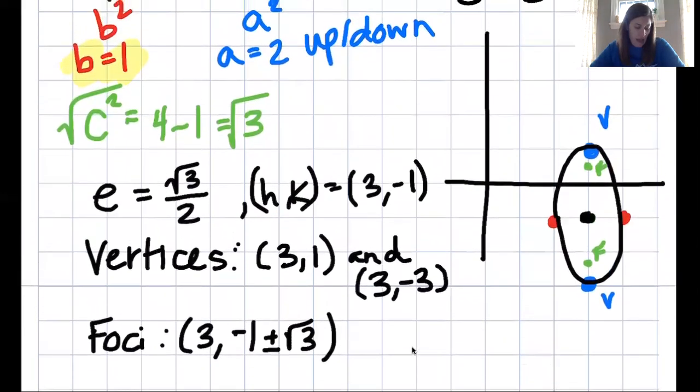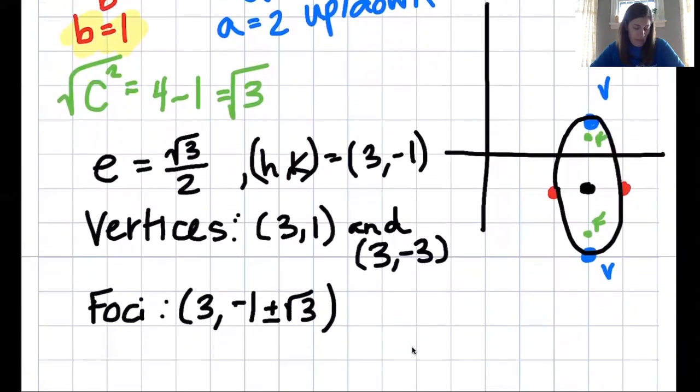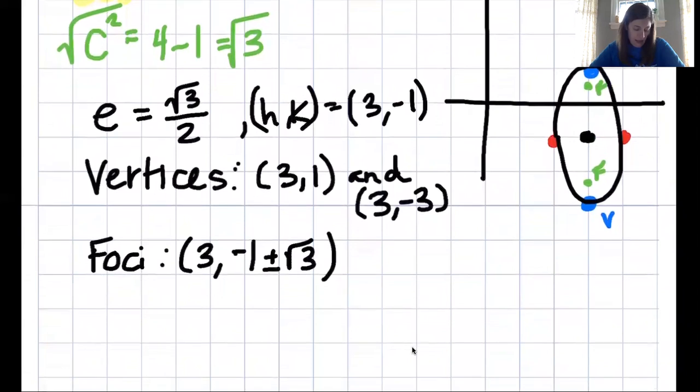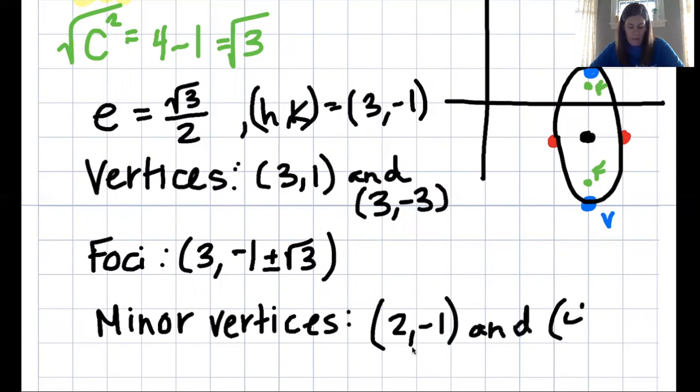Okay. Let's see. So I've got that. I've got eccentricity listed. I've got the center, vertices, foci. And if you wanted to, or if you had knowledge of the minor vertices, or minor endpoints, you certainly could figure out those ordered pairs. Now your x is going to change from your center. You're going left 1 and right 1. So we're at 2, -1. And we're at 4, -1. Okay, and so there we have a vertical ellipse.